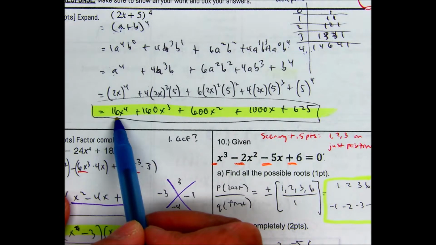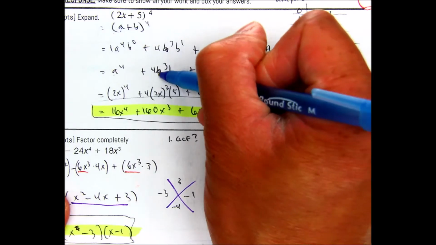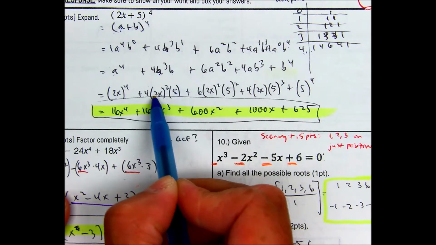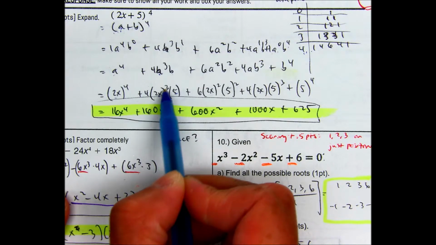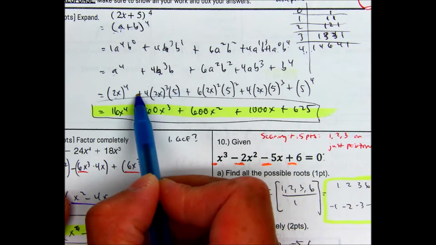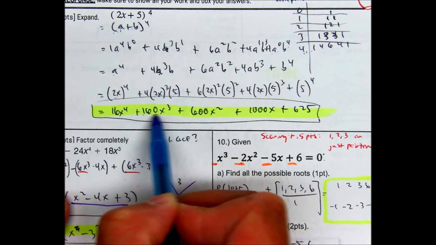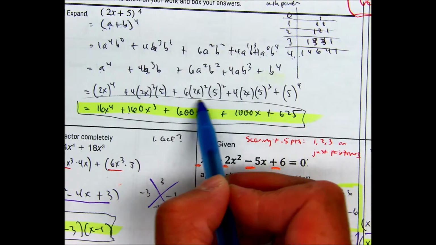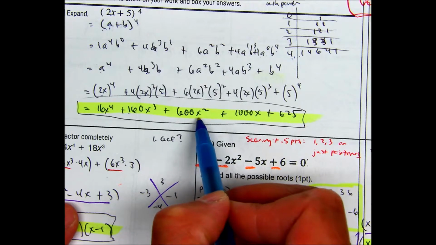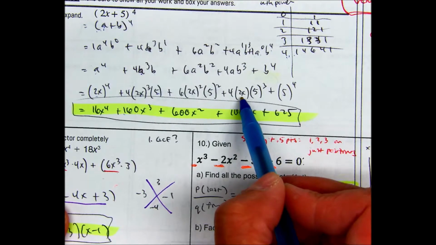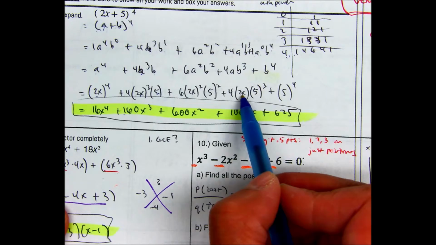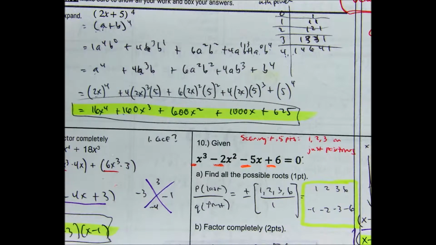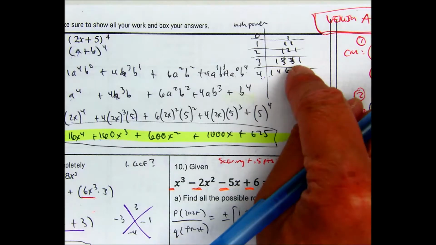With an a value of 2x and a b value of 5, 2x cubed is 8x cubed, and then 8 times 4 times 5 gives you 160. So the answer right there would be 160x cubed. 4x squared plus 25 times 6 gives you 600x squared. This would be 125 times 2x times 4 gives you 1000x, and 5 to the 4th power gives you 625. Very helpful that you have the Pascal's triangle and a calculator.